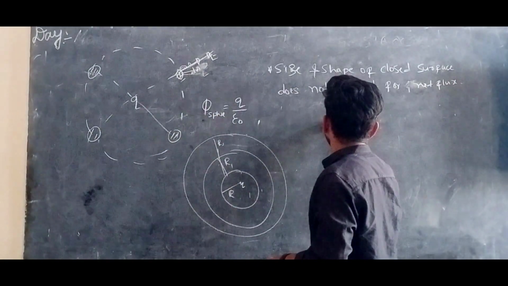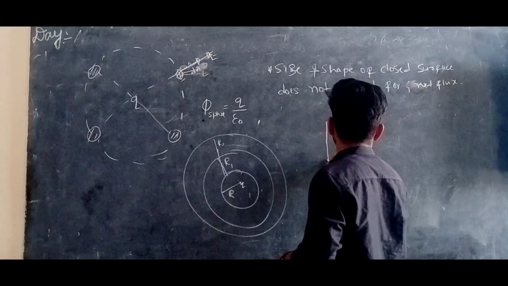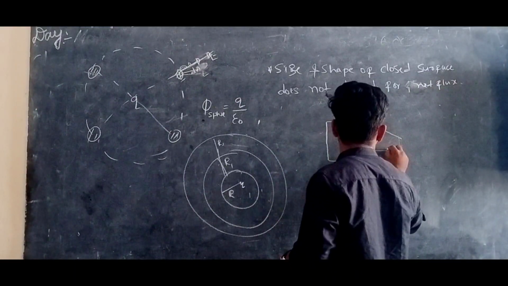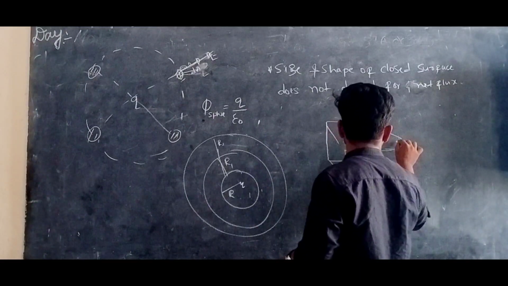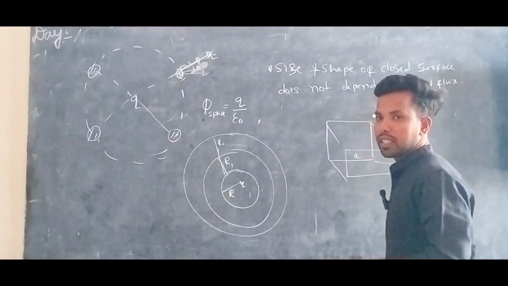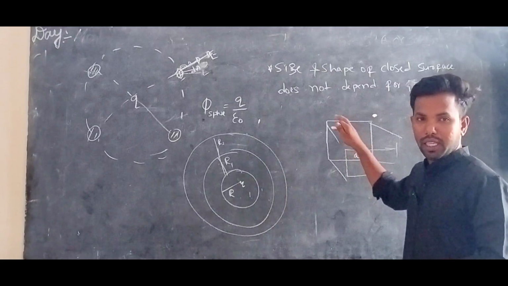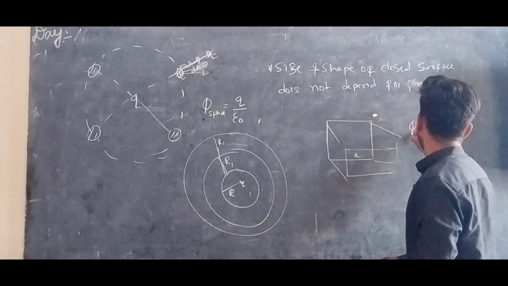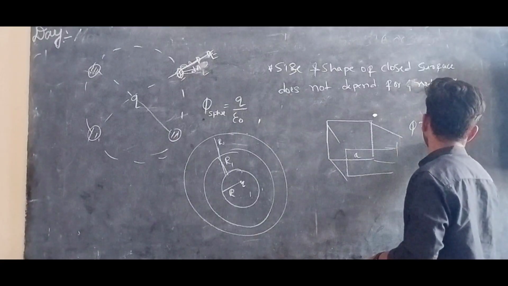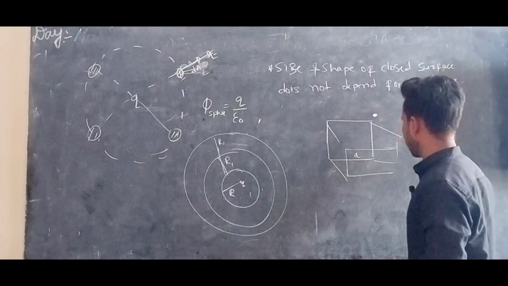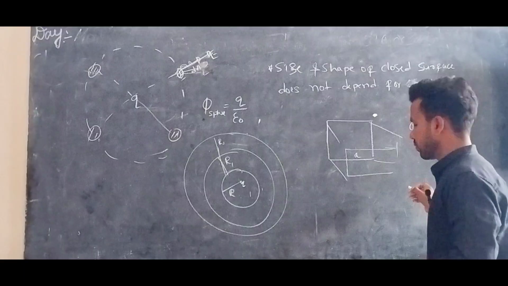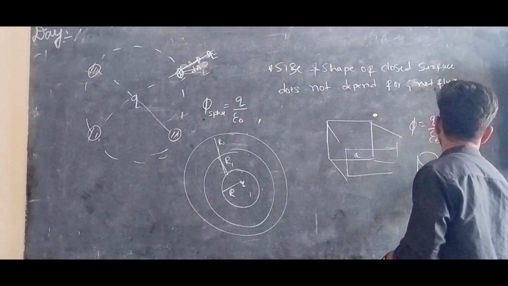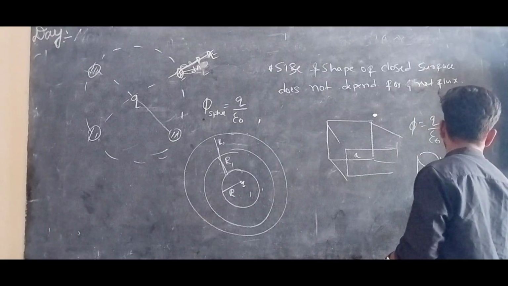And for any closed surface, if you place a charge at the center, if you place any enclosed surface, the flux is always Q by epsilon naught. Any shape you take, cylinder also. What is the flux? Q by epsilon naught.